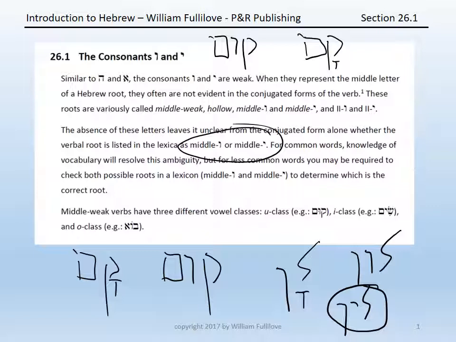Middle weak verbs in fact will have three different vowel classes. A U-class vowel, for instance kum, an I-class vowel, for instance sim, and an O-class vowel, for instance bo.